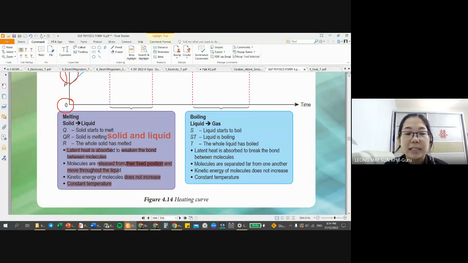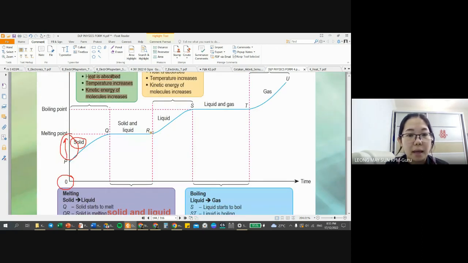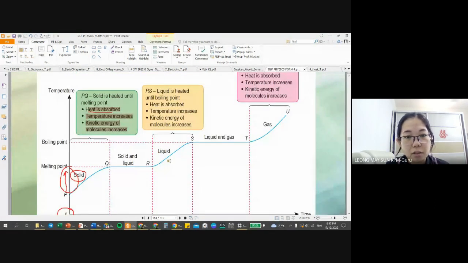The average kinetic energy does not increase, and the temperature remains constant. But at point R, all the solid has already melted to become liquid, fully liquid at point R. After that, heat continues being absorbed, so the temperature will increase. Kinetic energy of the molecules increases.